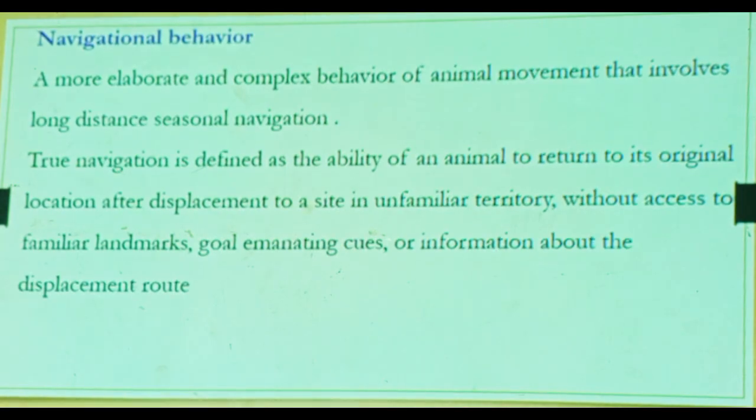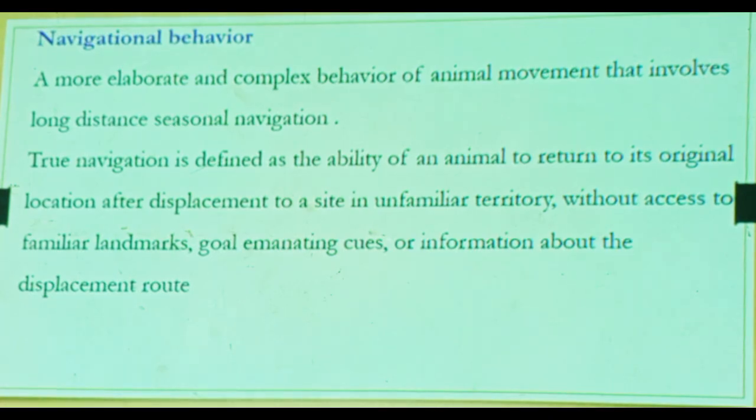The other, as I have told you, is not included in your text. They should have included navigational behavior, the third, most complex and elaborate type of orientation behavior. It is a more elaborate behavior of animal movement that involves long distance seasonal migration. True navigation is defined as the ability of an animal to return to its original location after displacement to a site in unfamiliar territory without access to familiar landmarks, goal emanating cues, or information about displacement.